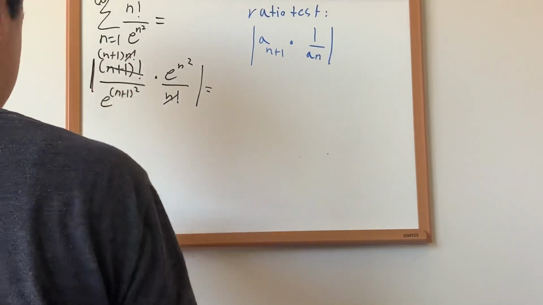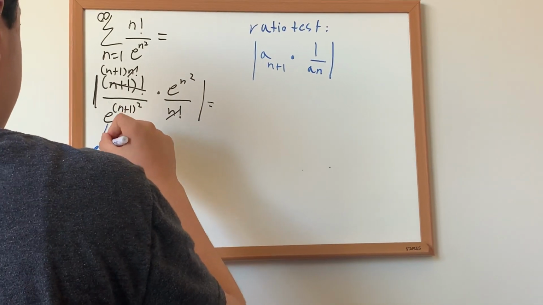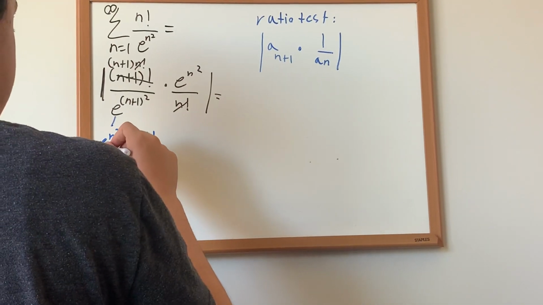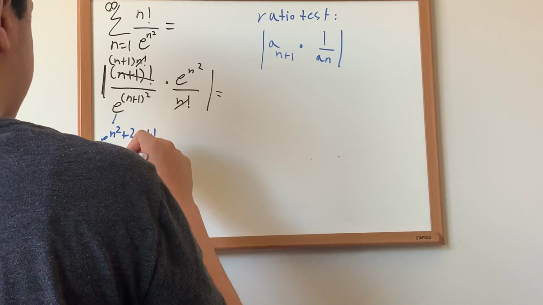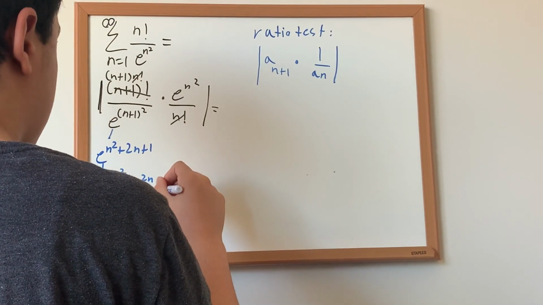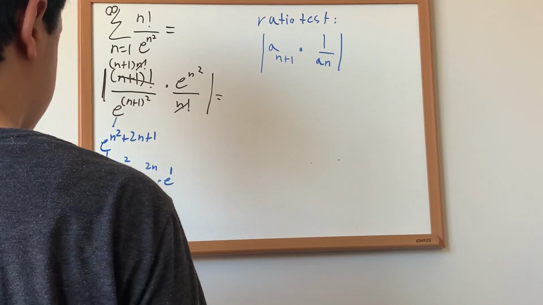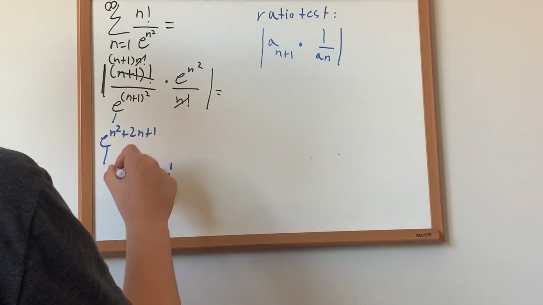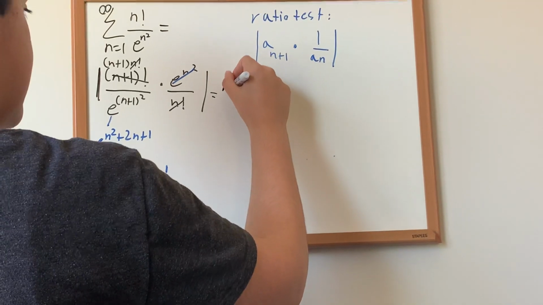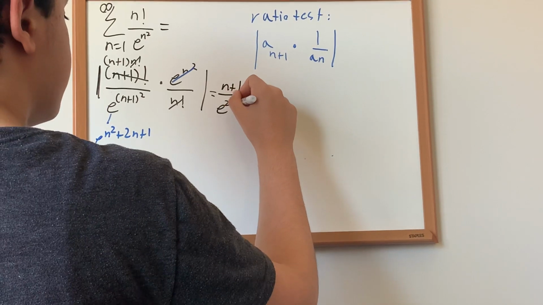And now also, if we expand the denominator, we get e to the power of n squared plus 2n plus 1. Then I can simplify this as e to the power of n squared multiplied by e to the power of 2n multiplied by e to the power of 1. And now we see that e to the power of n squared easily cancels, and what we are left with is n plus 1 all over e to the power of 2n plus 1.